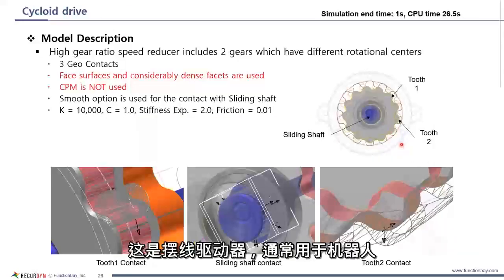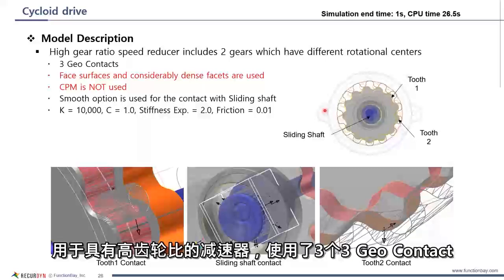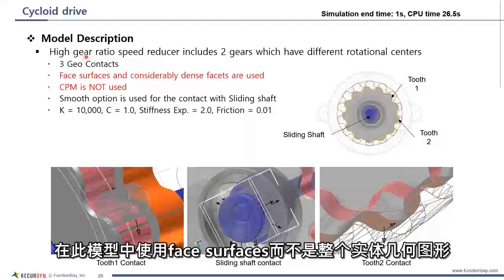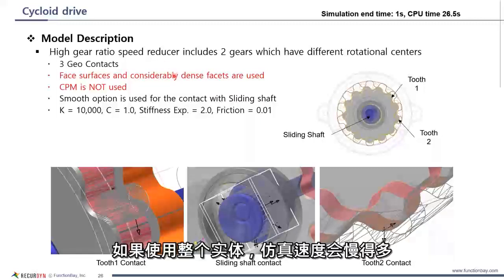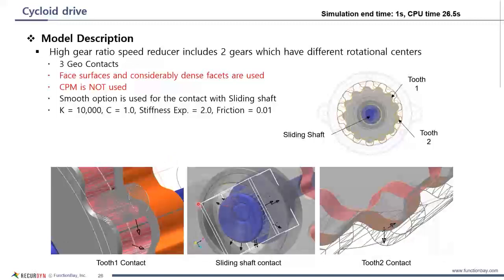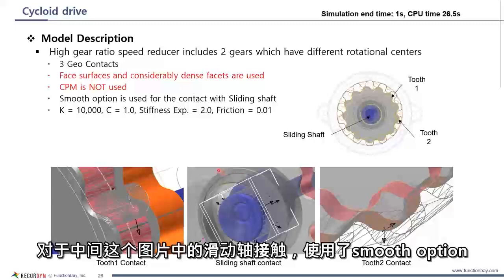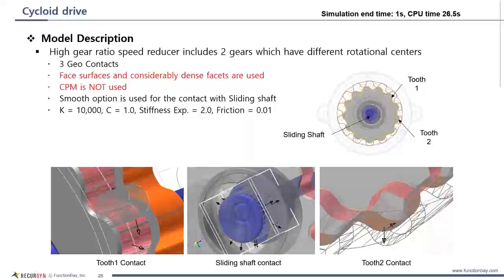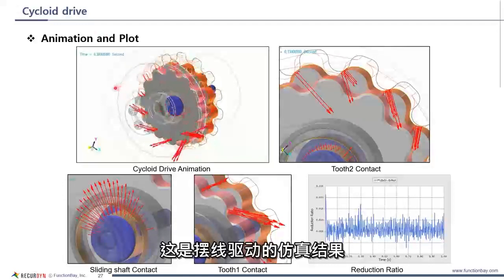This is a cycloid drive. This is often used in robots in the speed reducers with high gear ratio. 3 geo contacts are used. In this model, the face surfaces are used instead of the entire solid geometries. If the entire solids are used, the simulation speed will be much slower. In this model, CPM is not used because the contact points have different directions. For the sliding shaft contact in the center image, smooth option is used. This is the simulation result of the cycloid drive.